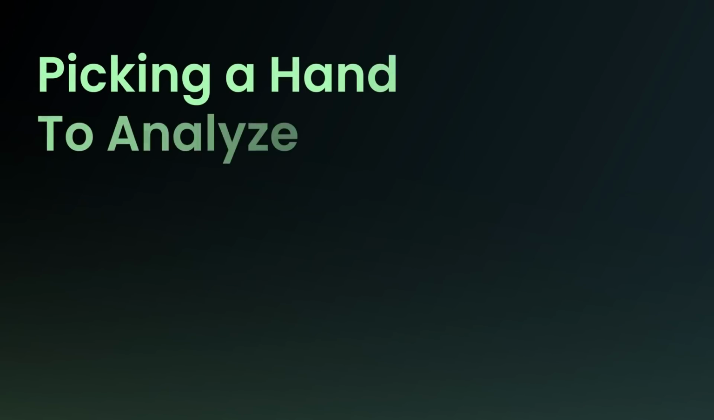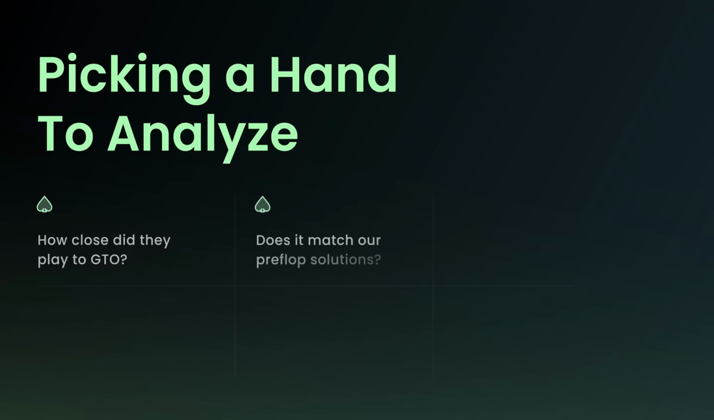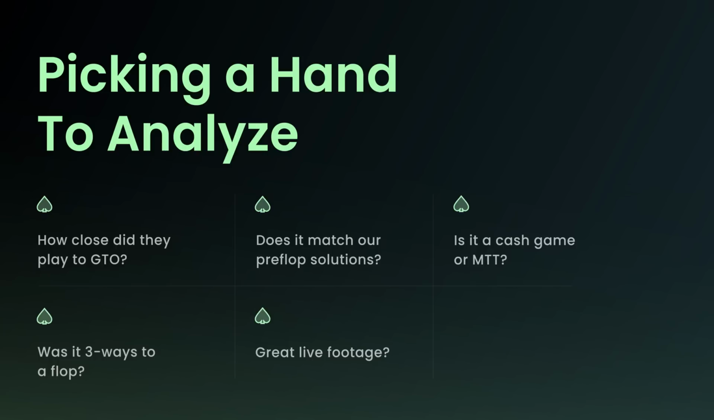As a coach, when I choose which hand to analyze, I need to consider many different factors, including how close they play to GTO. Does it match our pre-flop solutions? Is it a cash game, an MTT? Was it three ways to a flop? Is there good live footage, etc., etc.?